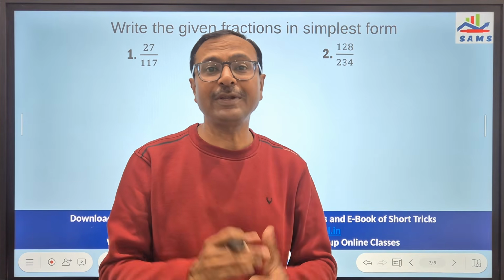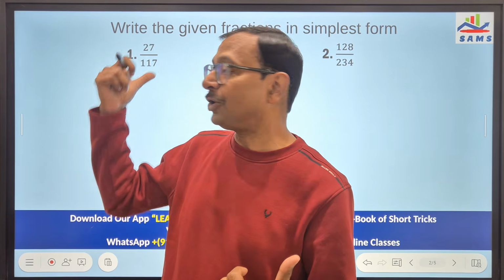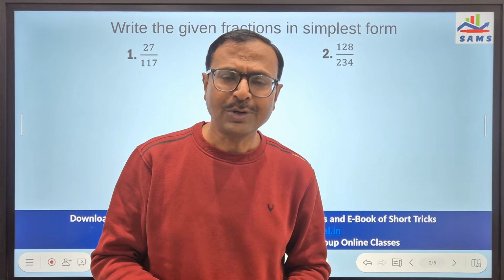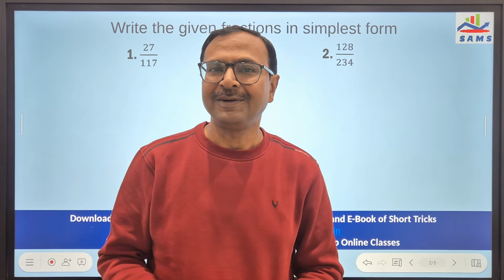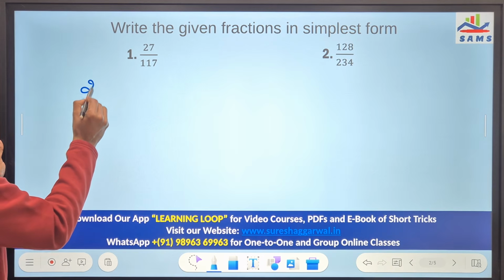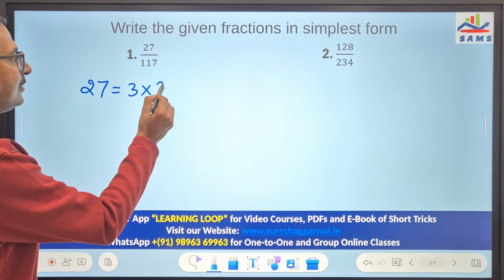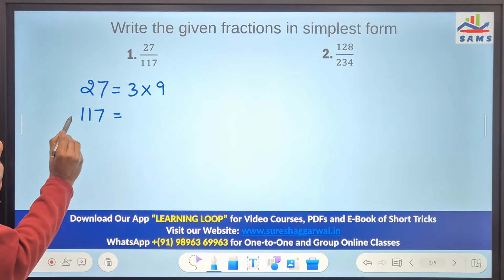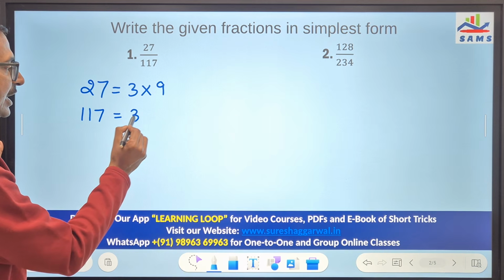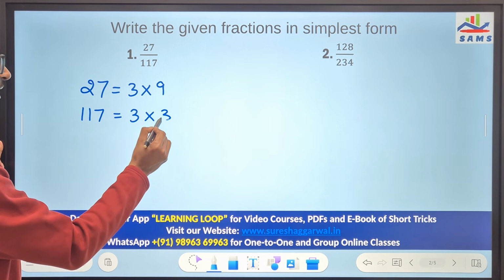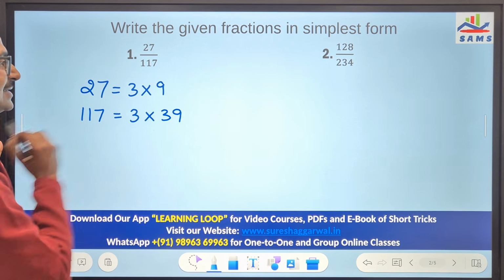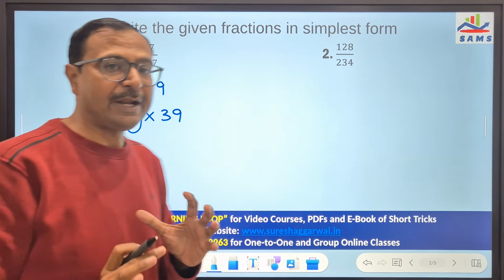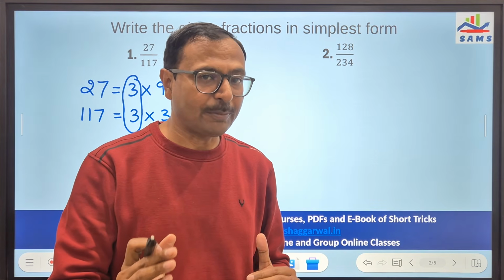Now, if you are sure about the highest common factor between the numerator and denominator, the answer will be obtained in the first step only. But if you are not sure, go for the smallest factor. Just like 27 can be written as 3 times 9, and 117 has digits 1 plus 1 plus 7, which is 9, so it is divisible by 3. 3 9s are 27. And now I know that there is a common factor 3 between the numerator and denominator. So I will cancel out the common factor 3.